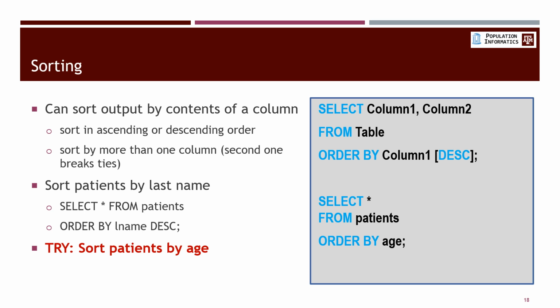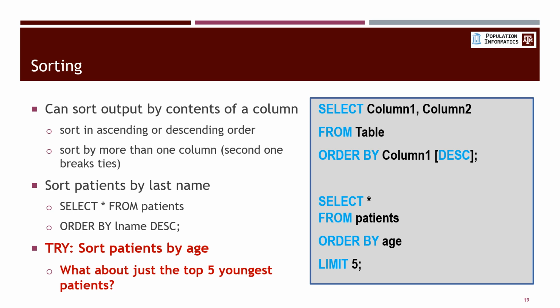Are you done? You should have select asterisk from patients, order by age. And a bonus. Here is how you can get just the top 5 youngest patients using the limit keyword.